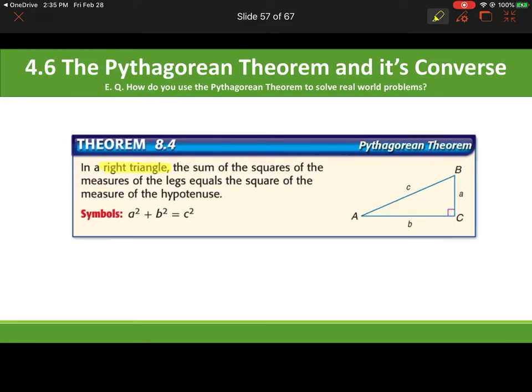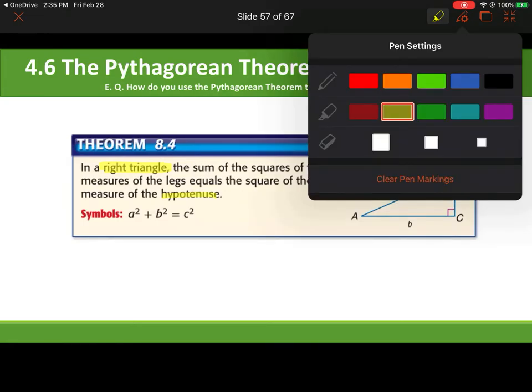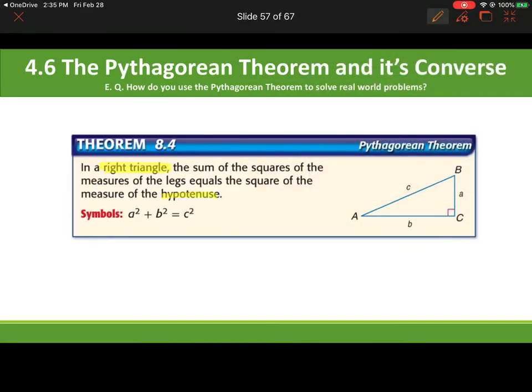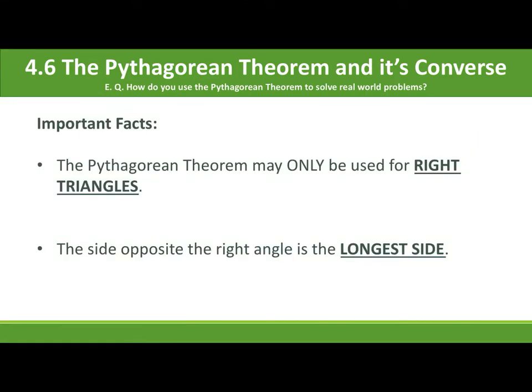Now remember, c, which is the hypotenuse, is always the longest side of our triangle. So thinking back to what we did on Thursday and Friday last week, if C is my largest angle, the side opposite C is my biggest side. Right, so two things, I already went over this. Pythagorean theorem can only be used for right triangles, and the side opposite the right angle is the longest side.